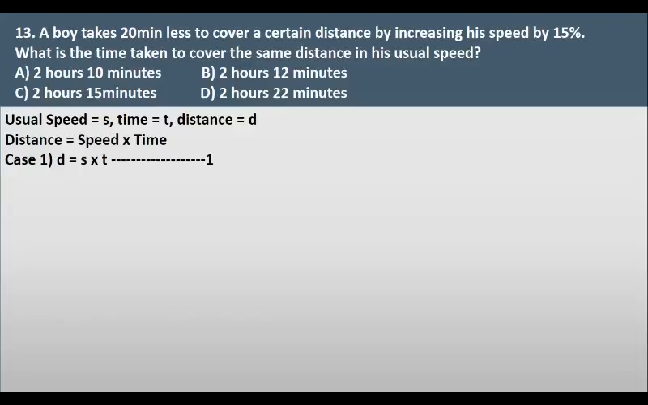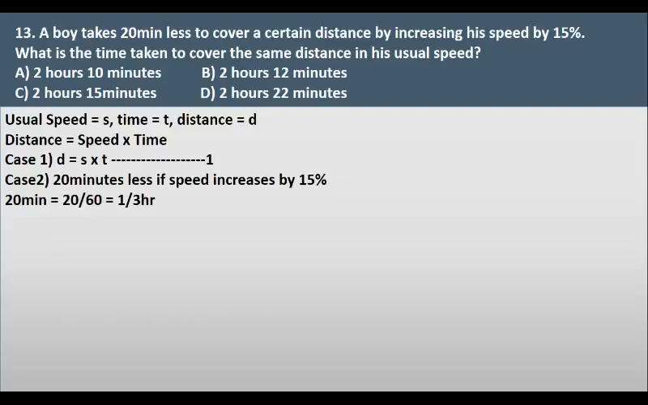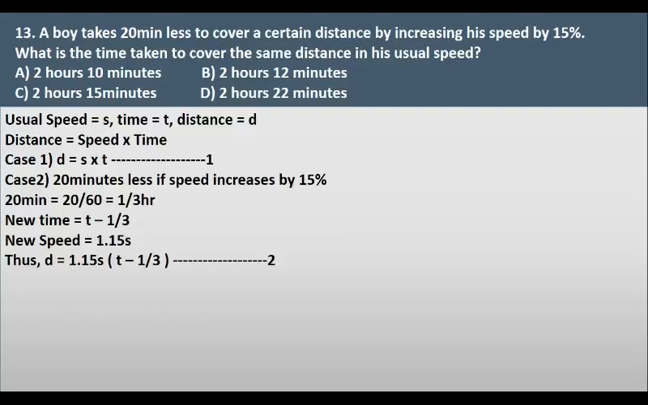Now let us look at the other case. We are given that he takes 20 minutes less time if he were to increase his speed by 15%. So let us first convert 20 minutes to hours. To convert it, we divide the whole term by 60. So 20 by 60 gives us 1 by 3 hours. So our new time is T minus 1 by 3. And the new speed, which is 15% more, would give us 1.15 S. The new equation would be D is equal to speed, that is 1.15 S, into time, which is T minus 1 by 3. We can equate the RHS of equations 1 and 2.